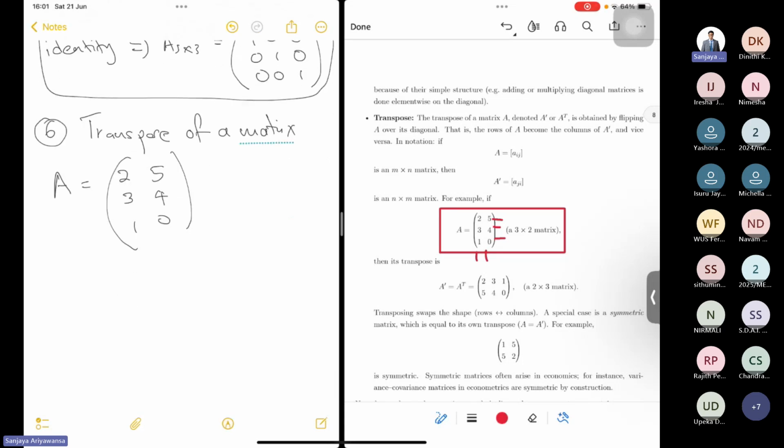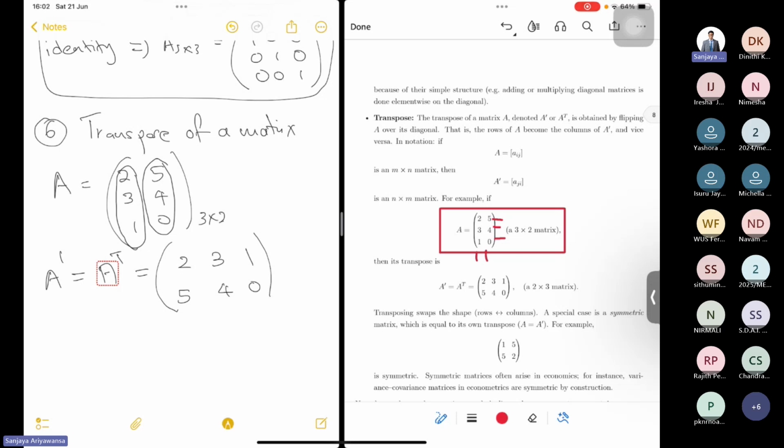Now, the transpose of a matrix is denoted by A prime or A T. How do we write that? You take the first column and you write it as the first row of your transpose matrix. You take the second column and you write it down as the second row. So now you have the transpose of A, right? Initially this was a 3 by 2 matrix because there were three rows and two columns. When you transpose it, you have two rows and three columns.